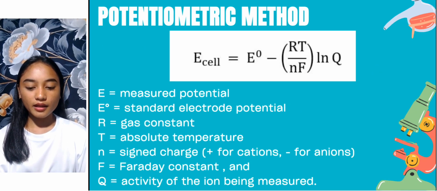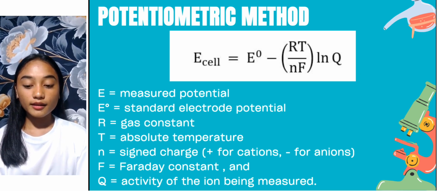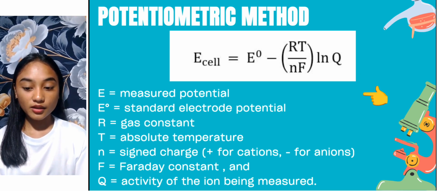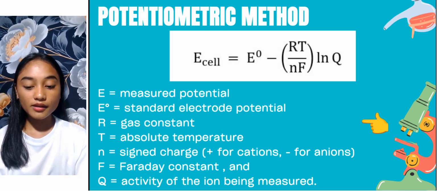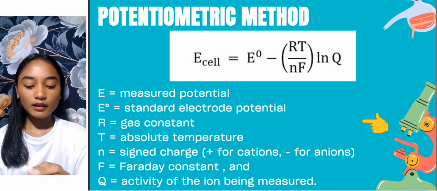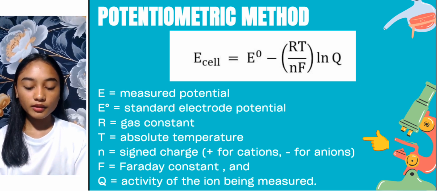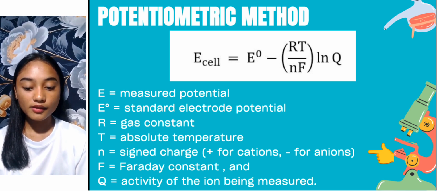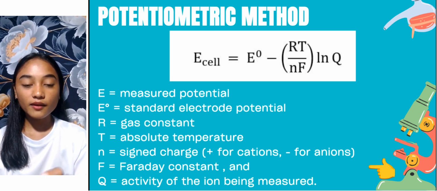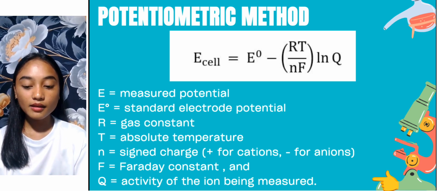Now we have here the Nernst equation, wherein E stands for the measured potential. The following one is the standard electrode potential. And then the R stands for the gas constant, the T is the absolute temperature, the n is the sign charge, positive for cations and then negative for anions. The F here stands for the Faraday constant, and then lastly, the Q stands for the activity of the ion being measured.